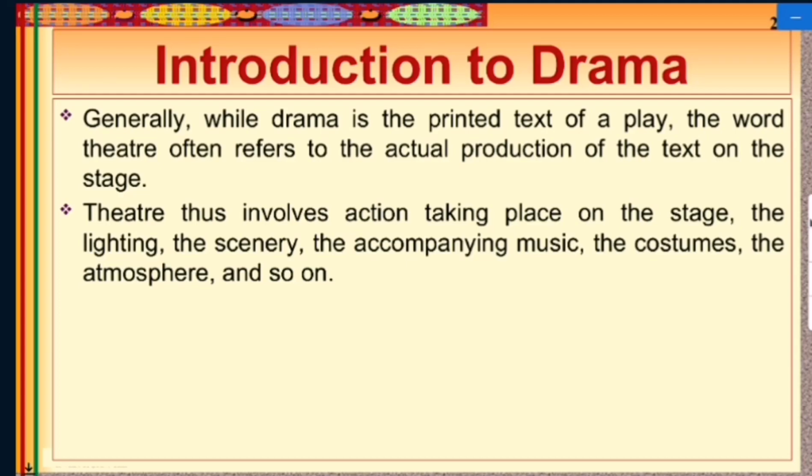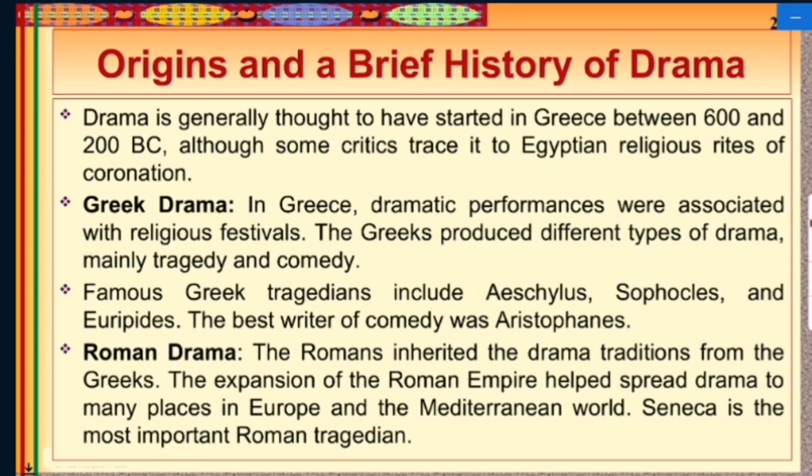Theatre thus involves action taking place on the stage, the lighting, the scenery, the accompanying music, the costumes, the atmosphere, and so on. So that's what drama is, either actually a printed text or a play, and it is also played at theaters, and theater involves some type of stage where lighting is there, scenery is there, accompanying music is there, costume and atmosphere, and so on. Different components and elements of theater are there.